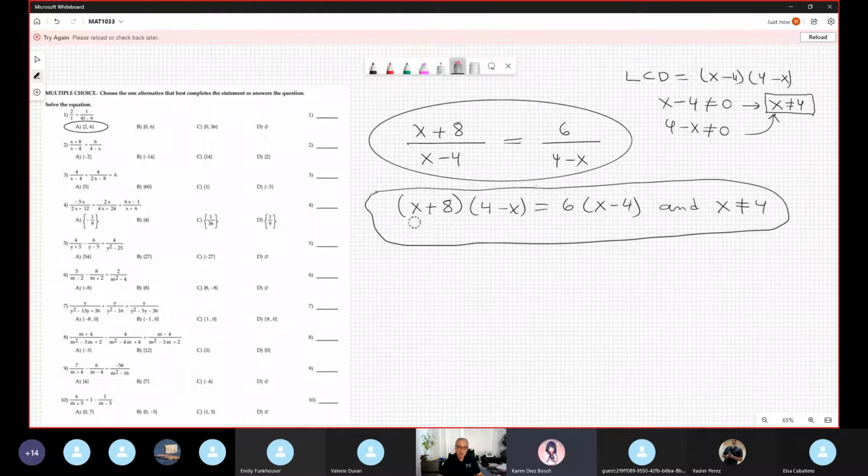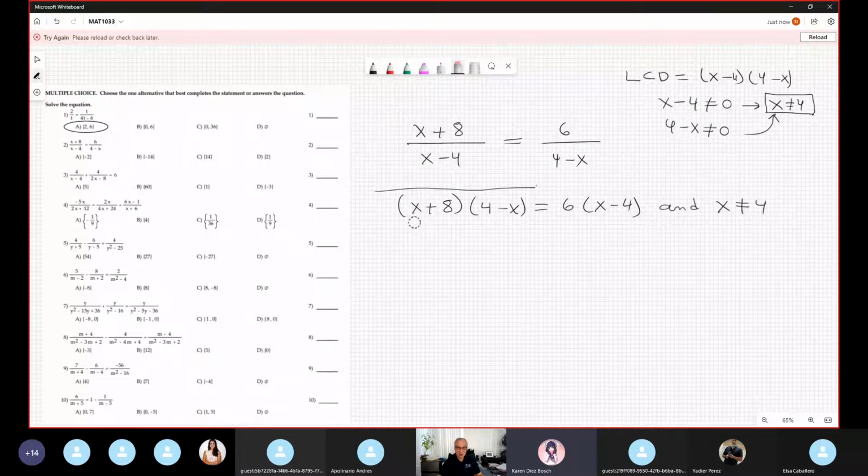But what is the shortcut? The shortcut is, I don't like to write this. I consider this new equation, and at the last moment, I compare my solution with 4. If it is equal, the solution is no good. If it's not 4, the solution is good.